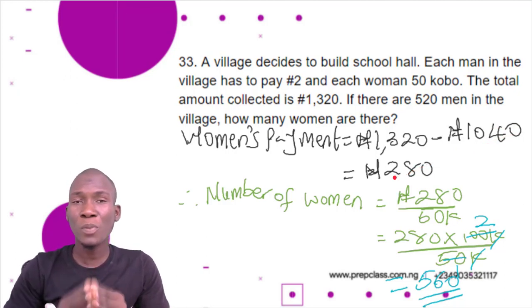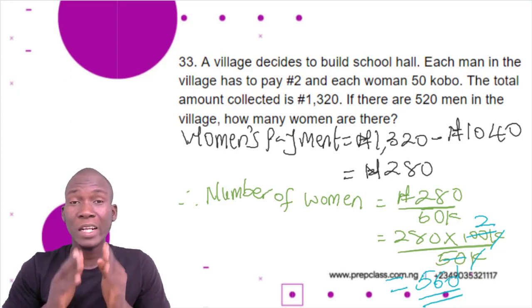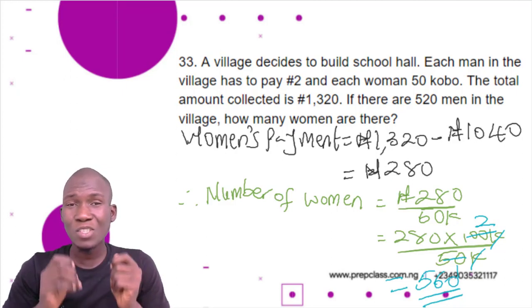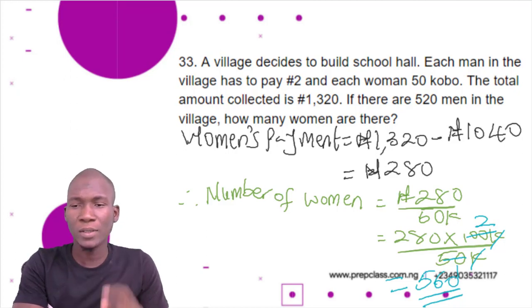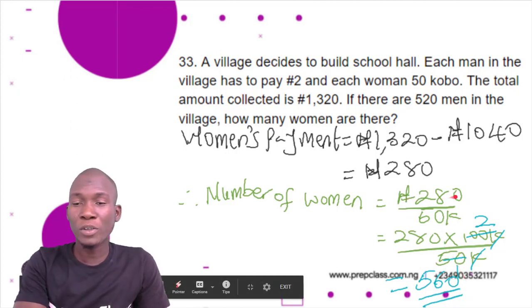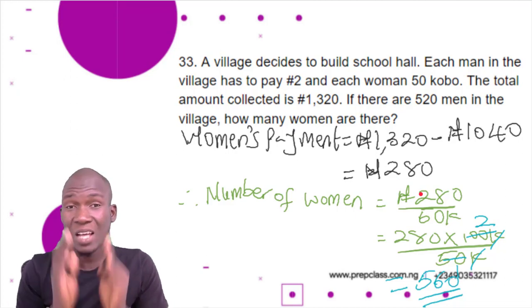Now we need to find the number of women. The total amount to be paid by the women is 280 naira. Since each woman is paying 50 kobo, when we divide 280 naira by 50 kobo, we are going to get the number of women. Now this is 280 naira and this is 50 kobo. Because this is naira and this is kobo, we need to convert naira to kobo so as to divide and get the perfect answer.